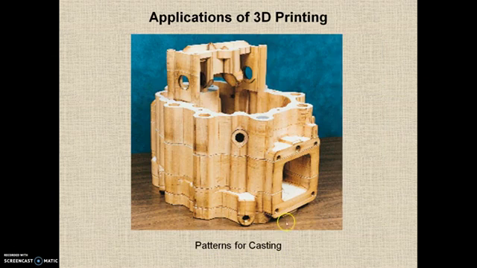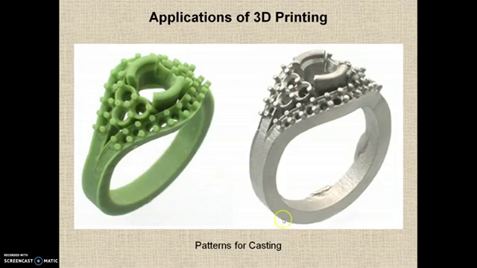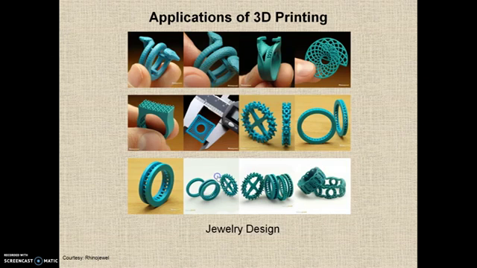So patterns for casting, molds for casting, sand molds, particularly with the use of sand 3D printers. Then in jewelry, see the complexity of this particular ring. It can easily be 3D printed with the use of 3D printing technology. So different types of complex shapes.